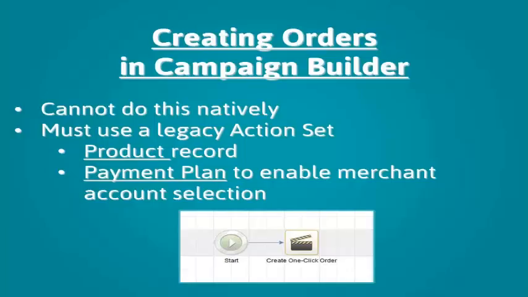So how do you create orders in the Campaign Builder? As I mentioned, this isn't something that you can do natively. So in order to do this, you have to use the legacy action hook that's in the Campaign Builder. You see a little screenshot of it below, where it's using the, I don't even know what that's called, that little movie clicker dealy, but that's how you hook into the legacy stuff.